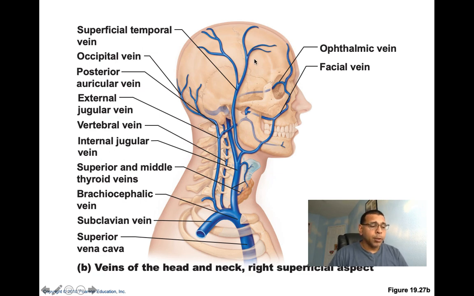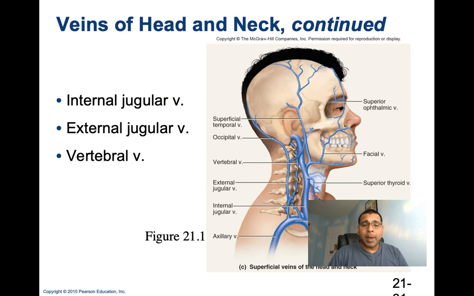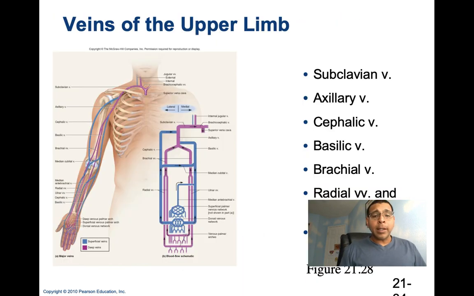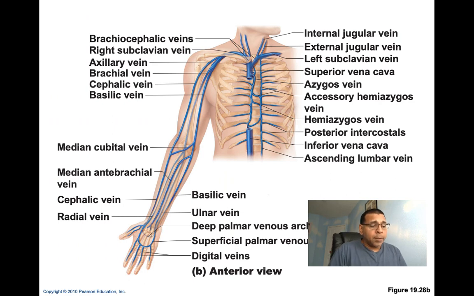Next, let's move to the veins of the thorax. When we talk about the veins of the thorax, here we can appreciate first the azygos vein. The azygos vein is located against the right side of the vertebral column. It's one of my favorite veins to dissect out. It originates in the abdomen from the right ascending lumbar vein.